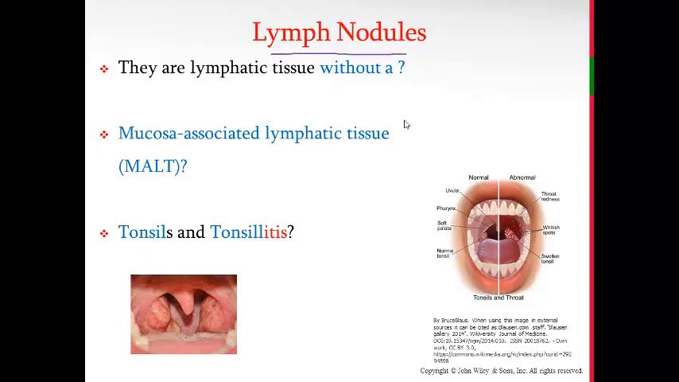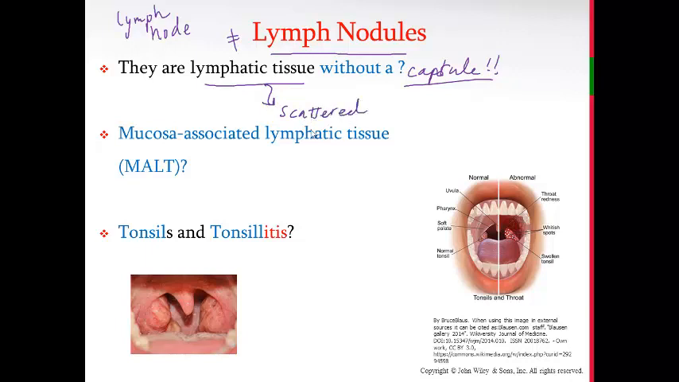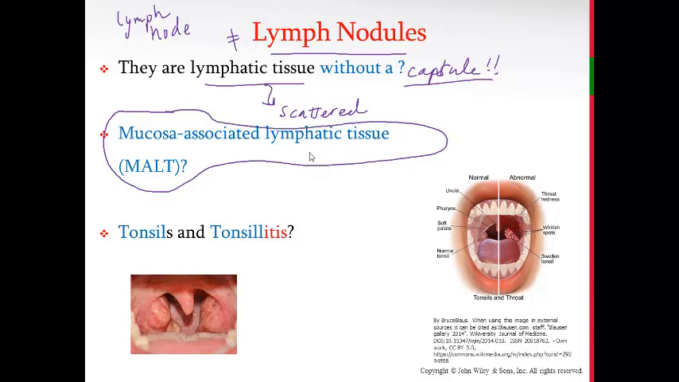Now our lymph nodules are not lymph nodes. They are lymphatic tissue without a capsule, and as a result, they are more scattered around in the body. Together with the regions of lymph nodules, not only in the digestive tracts, for instance your tonsils, they are called the mucosa-associated lymphatic tissue, or MALT.